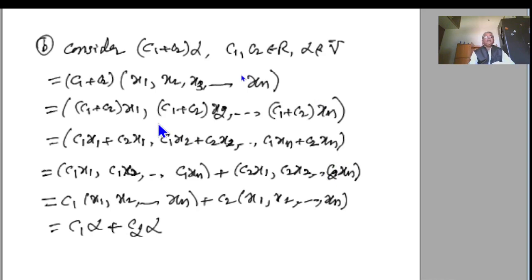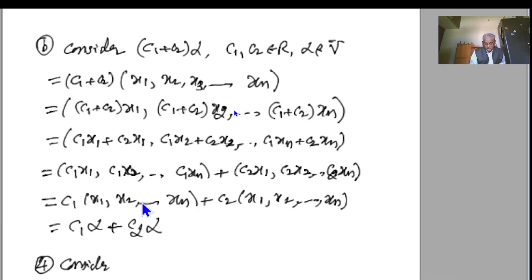So what we proved here is (c1 + c2) into alpha is equal to c1 alpha plus c2 alpha. This is the right distributive law. So both the distributive laws are satisfied. Next, finally I will go for the fourth one, 1 into alpha.